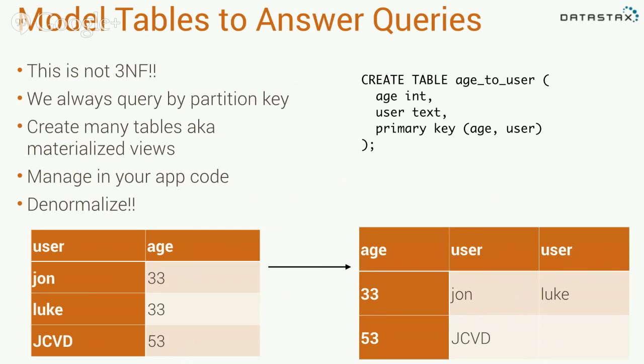And then this is kind of what our create table looks like. With this example over here, we have age as a partition key and user as a clustering key, and that's going to cause anyone with the same age to be clustered together in the same partition.